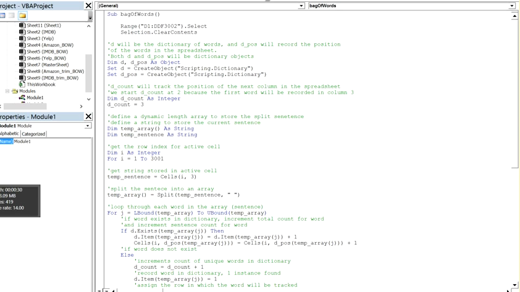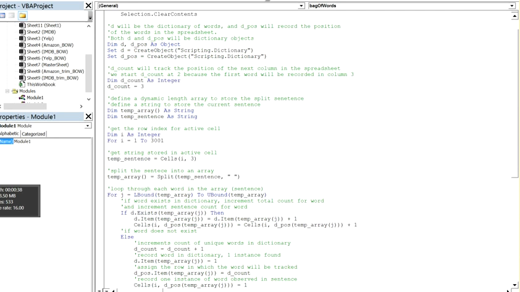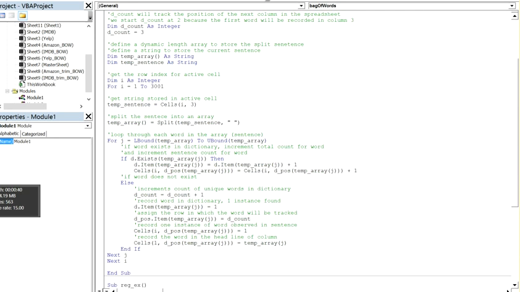So here is the Visual Basic code that we use to generate these numbers. After defining our range and variables, we used two different for loops to get the bag of words. The first for loop moved the code through each row of data. The second for loop counted the number of words.